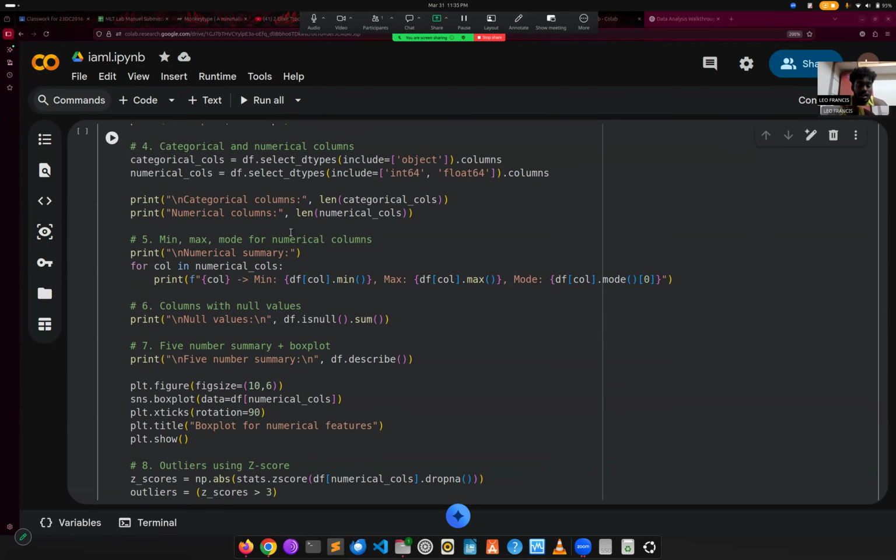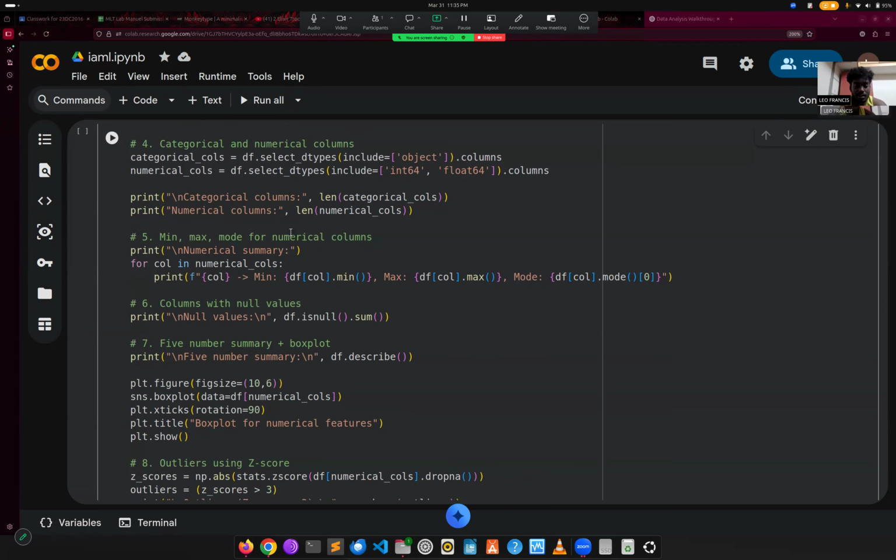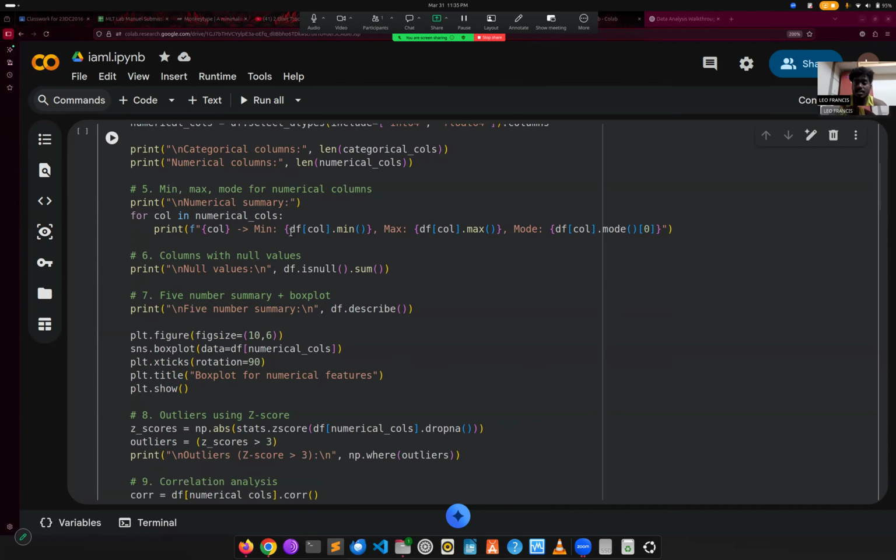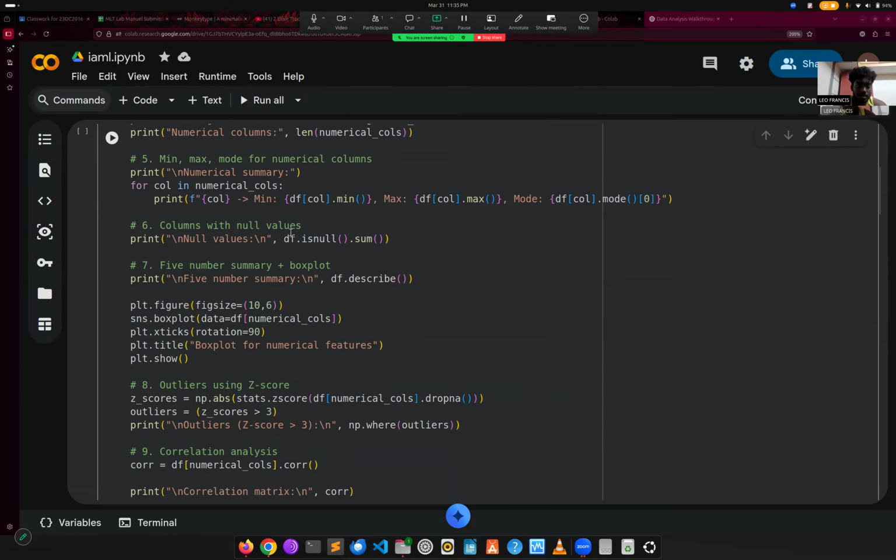And the fifth one, for each numerical column, I calculate the minimum value, the maximum value, and the mode, which is the most frequent value. And the next is I check for the missing or null values in each column. So missing values or any null values can affect the analysis. So identifying them is important before further processing.